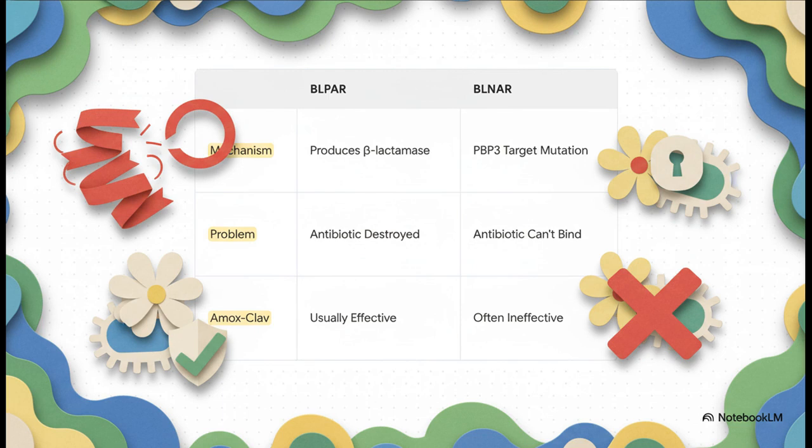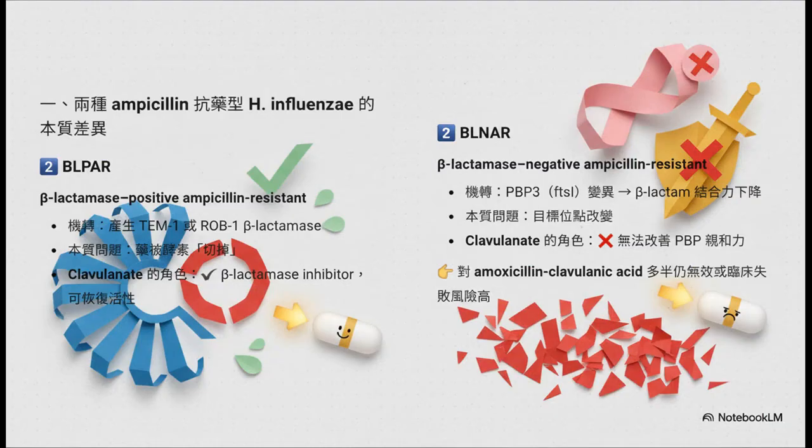And this slide just lays it all out nice and clear. For BLPAR, the mechanism is that enzyme, the problem is a destroyed antibiotic, and yeah, the solution is usually amoxicillin-clavulanate. But then you look at BLNAR. The mechanism is a mutated target, the problem is the antibiotic can't even bind, and here's the real kicker, amoxicillin-clavulanate is often completely ineffective. And you can see it visually right here. On the left, you've got the BLPAR strategy, just pump out that beta-lactamase enzyme. And on the right, the BLNAR strategy, a quiet little mutation in the PBP3 target site. See? Two completely different paths that both end up at the exact same destination, ampicillin resistance.